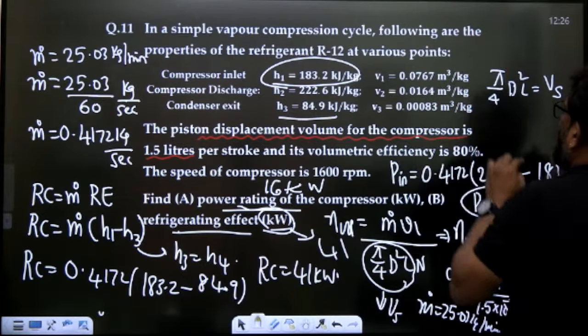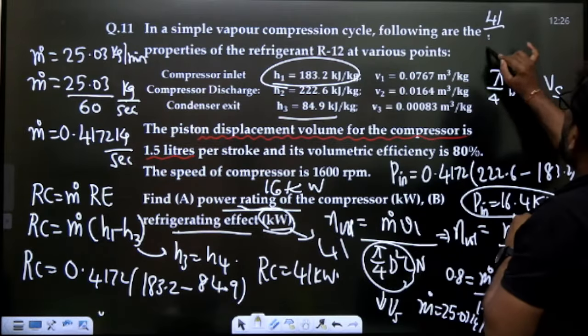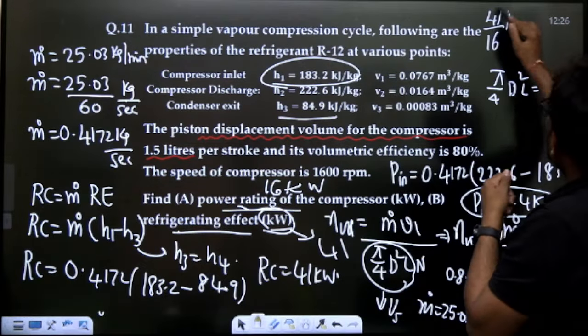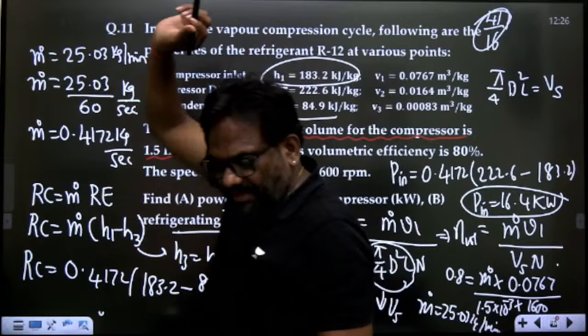COP is RC by power input. RC is 41 and power input is 16 point something. So I can easily calculate, even though he has not asked, but anyway we are doing. Is it okay?